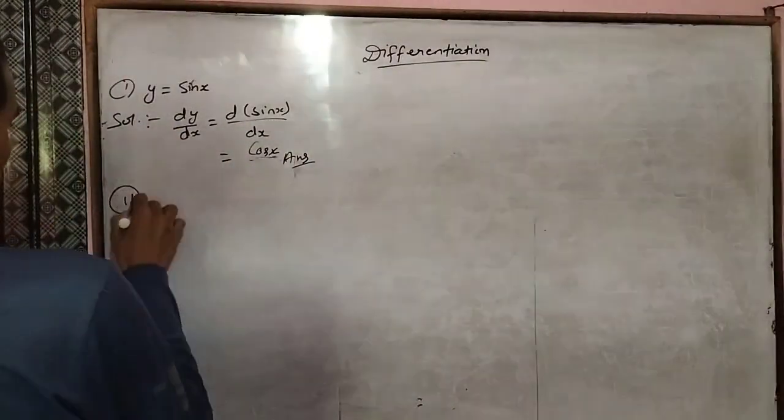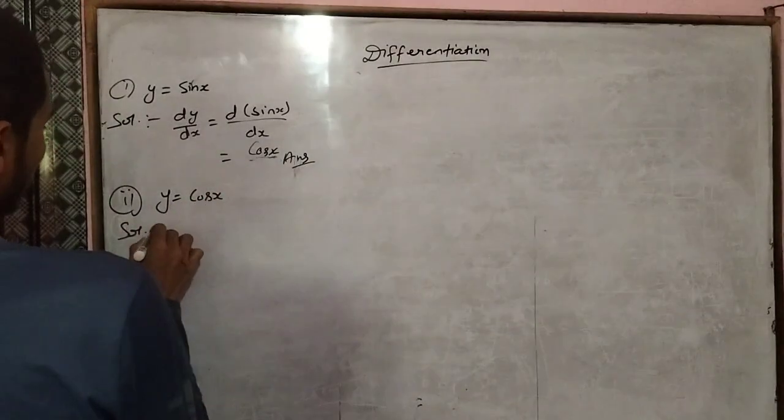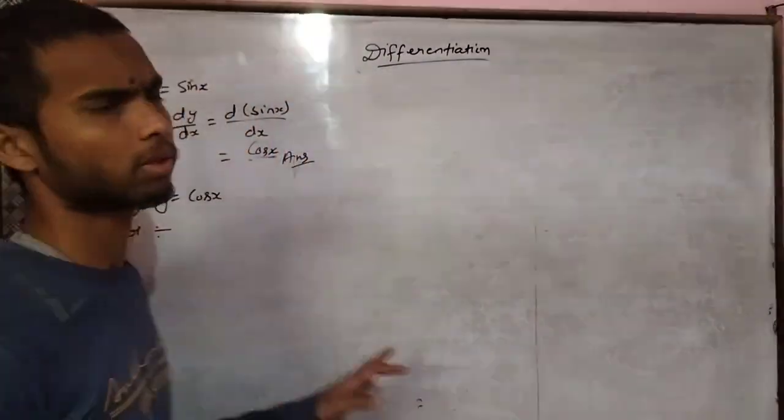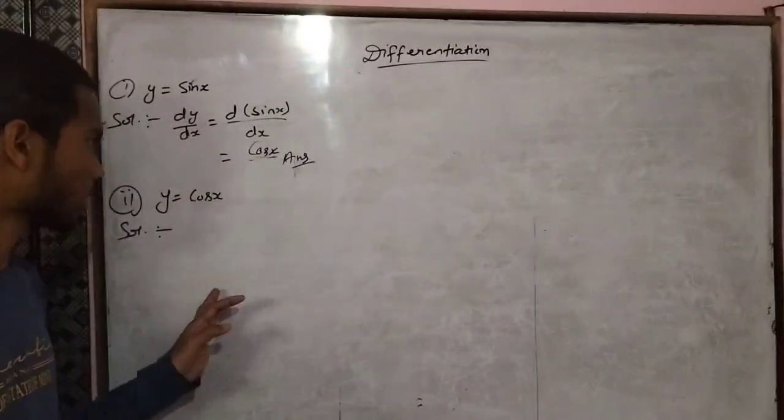Now next, y is cos x, then the answer of differentiation of cos x would be something else.